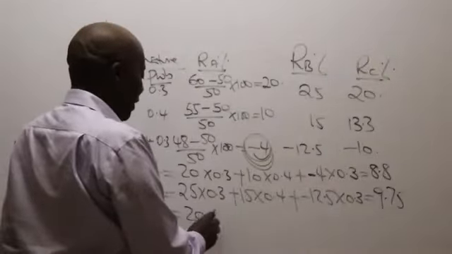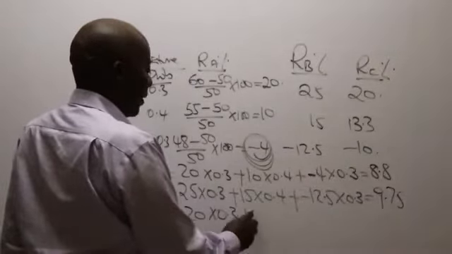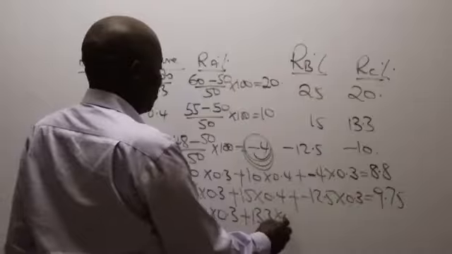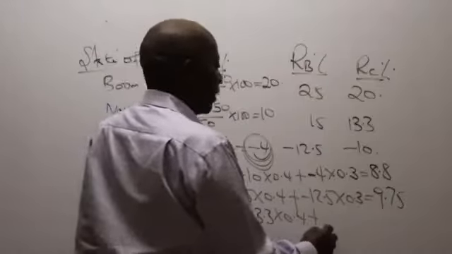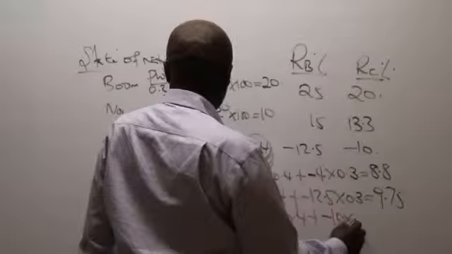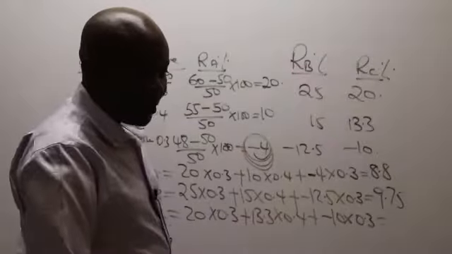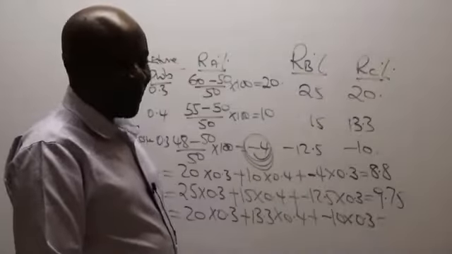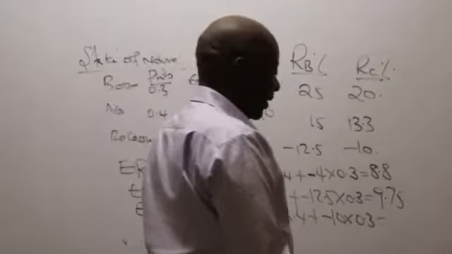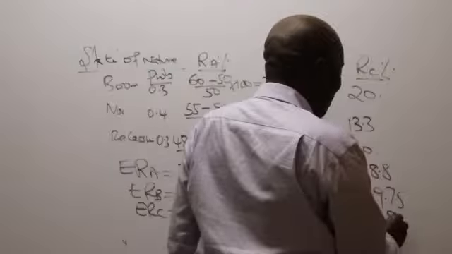We have 20 times 0.3 plus 13.3 times 0.4 plus minus 10 times 0.3. Please give me a figure. 8.32. No, Mayom will be able to catch up.